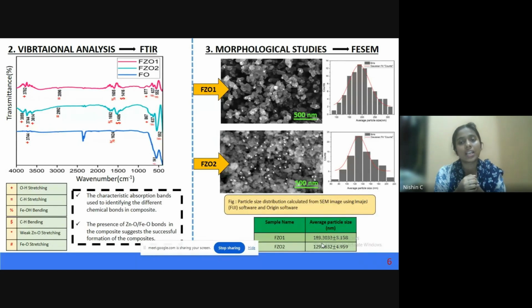Next, the morphological analysis is done using FESEM. Using the OriginPro software and the image, the particle size is calculated. For ZnO1, it is 189.3 and ZnO2 is 129.8.